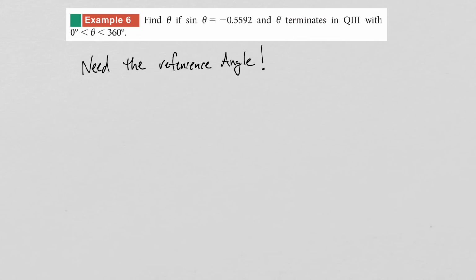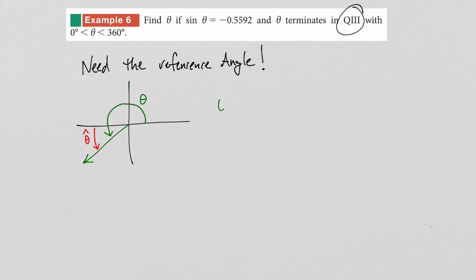Now let's see why you need the reference angle. You know that this angle is in the third quadrant. So we know the angle is somewhere down here. All right, so this is the angle theta that we are looking for. If we know the reference angle, which is this angle here, then the angle theta that we are looking for is simply 180 degrees plus that reference angle. Okay, so that's literally the answer to the question. We need to figure out the reference angle.